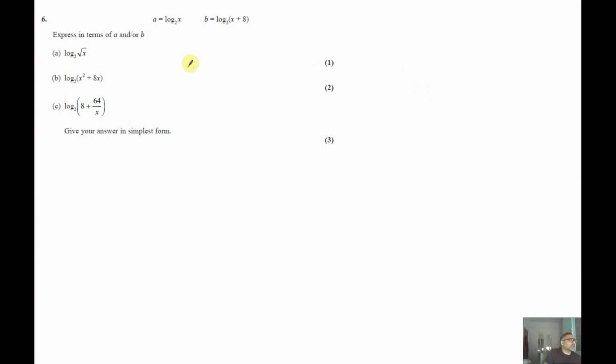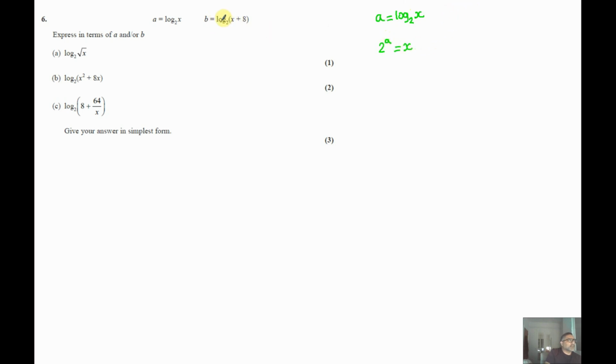Question 6 now. This one is to do with logarithms, and they've given us two logarithms with base 2. So a is log to base 2 of x, b is log to base 2 of x plus 8. So in essence, what that means is that if a is the number that 2 must be raised to give you x, therefore 2 to the power of a equals x.